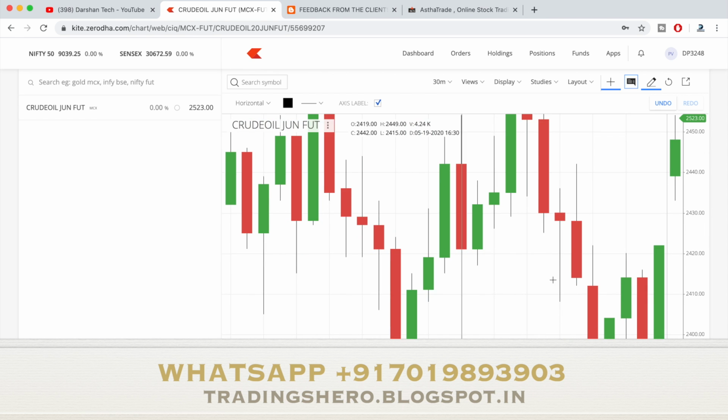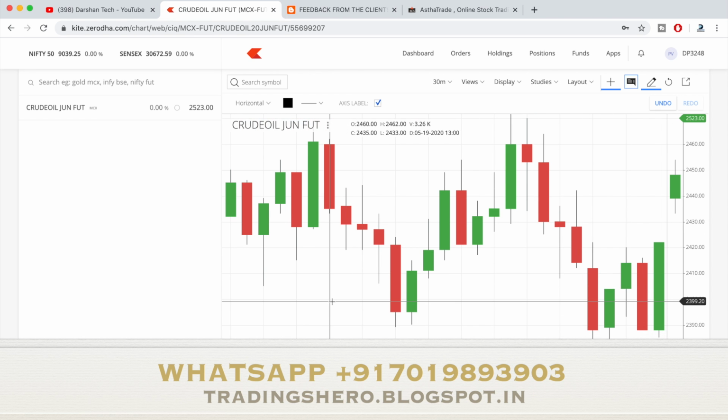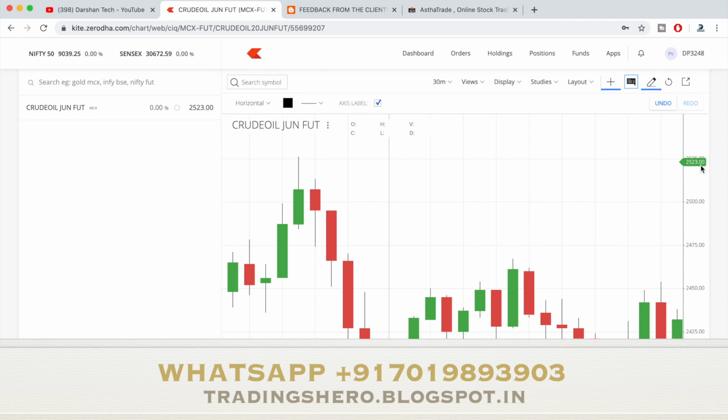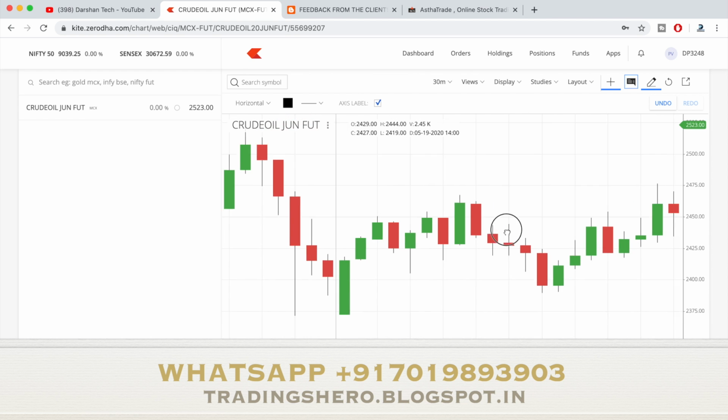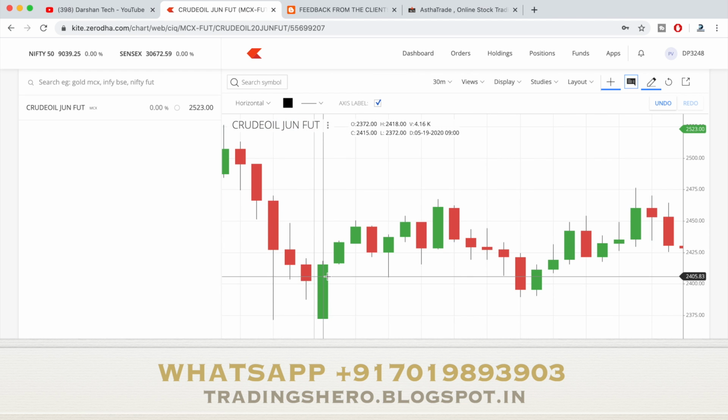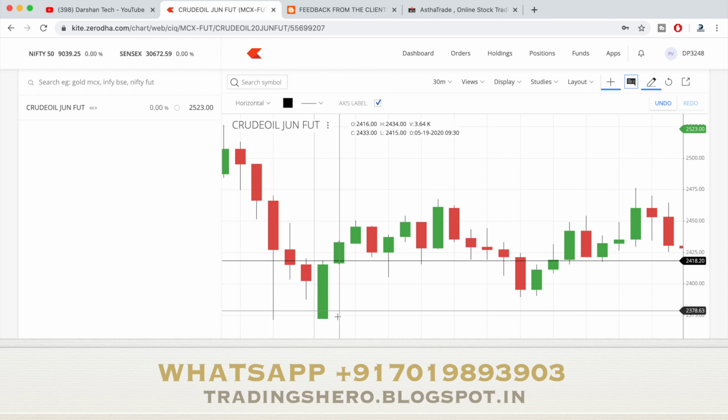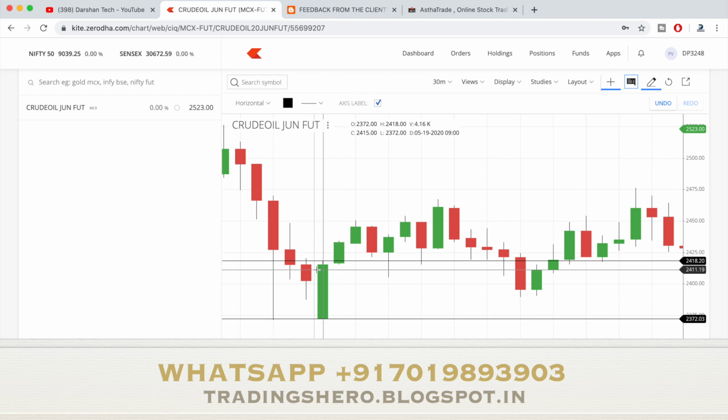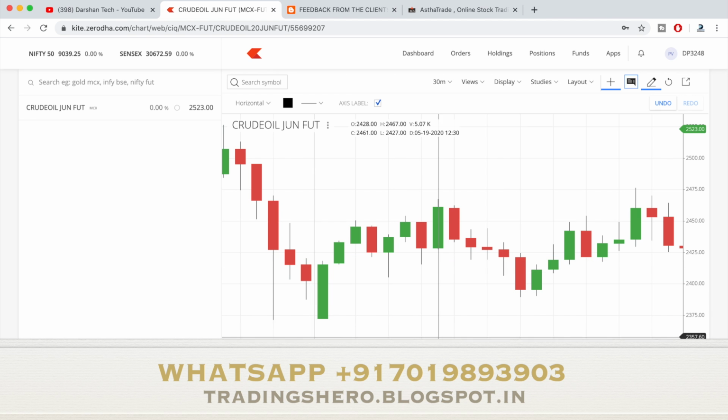Now I'm coming to the previous day. Yes, on the first 30 minutes candle only you can see the formation: a body with only a one-sided little wick. So mark the high and low. The high is 2418, and if it breaks the high, you will buy it. And yes, the high got broken, and the stock, I mean the crude oil, has moved up very well.